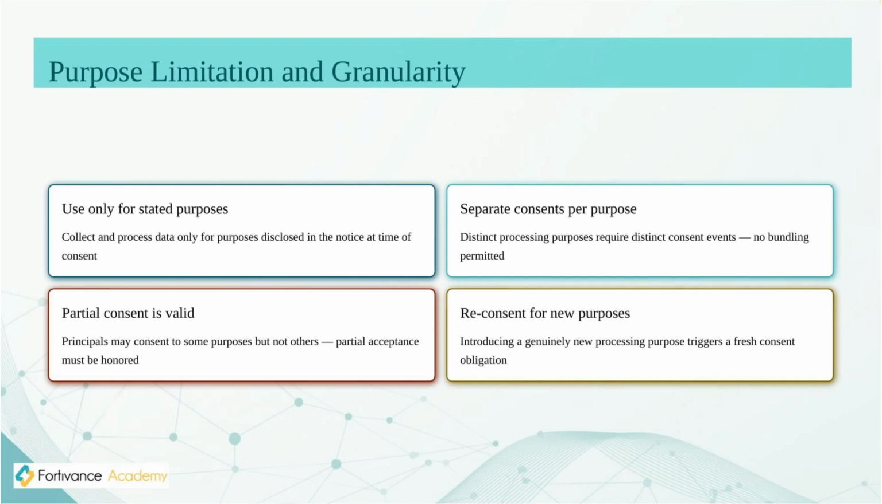Now, granularity. This is about not lumping everything into one giant yes or no. Instead of forcing people to accept all uses or none, you break consent into separate, meaningful choices. Picture a restaurant menu where you can order each dish individually versus a fixed banquet where you must take everything or leave. Granular consent is the a la carte version. So a good consent flow might let someone agree to order updates but decline marketing, and accept analytics but refuse data sharing with partners.